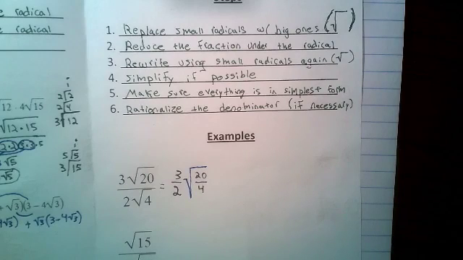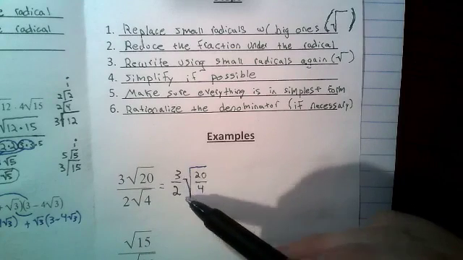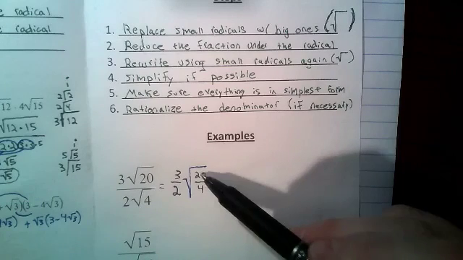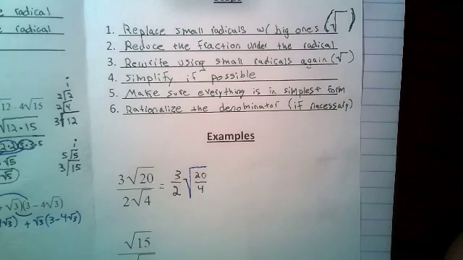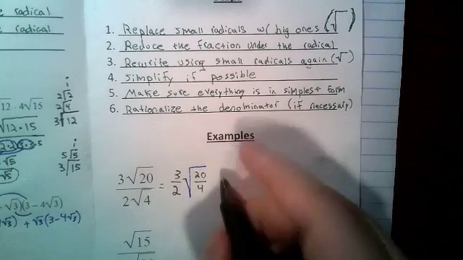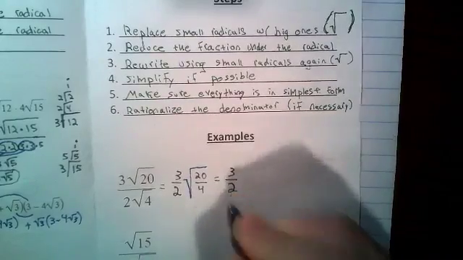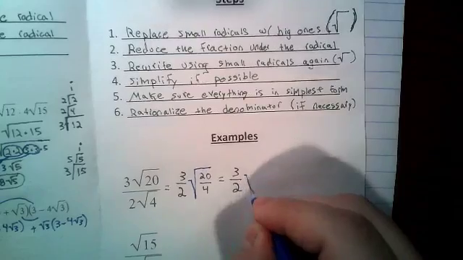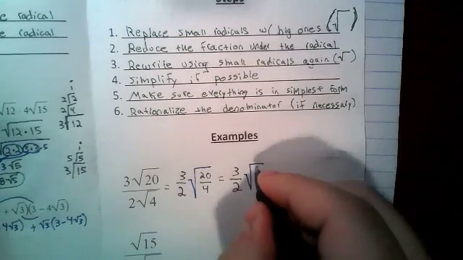Our next step is going to be to reduce the fraction that's inside this radical. So I can make this one big radical symbol and then reduce what's on the inside. 20 divided by 4 is just 5 over 1. So I would be left with still the 3 over 2, but now I would have the big square root of 5 over 1.